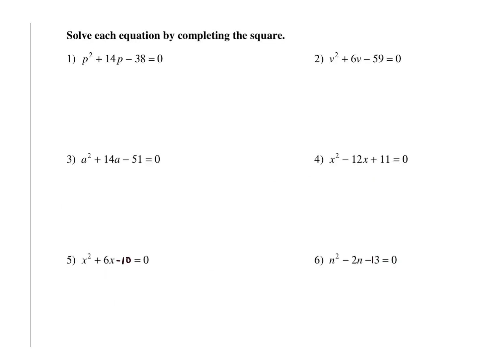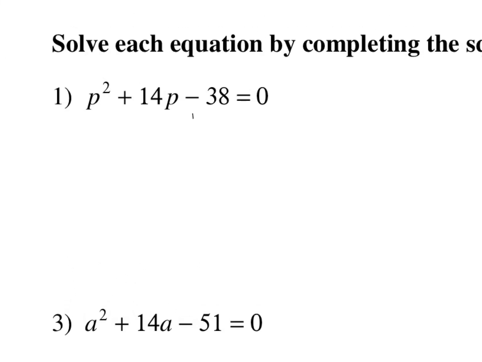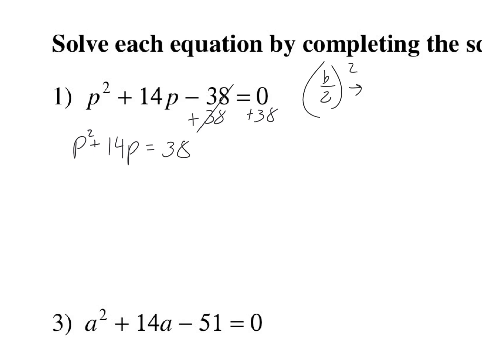So we're going to start with number 1. We're going to start by adding the 38 on both sides, and we're left with p squared plus 14p equals 38. Now, your b over 2 squared is going to be 14 over 2, sorry, 14 over 2 squared.